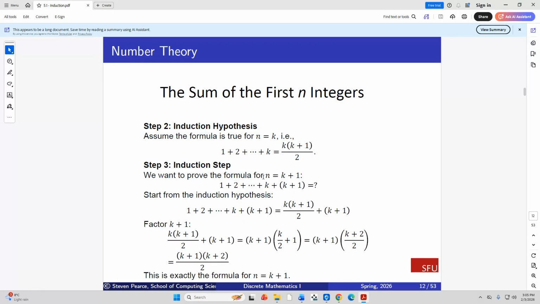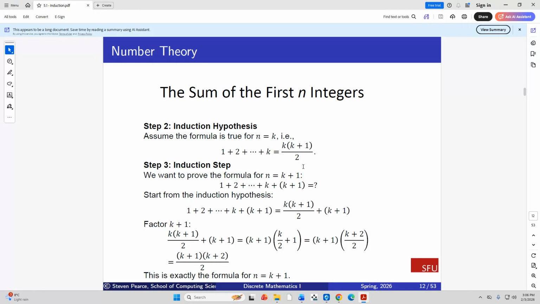So we want to prove that it's true for n equals k plus 1. So that means 1 plus 2 plus all the way up to k plus 1. And what does that equal? Well, it's got to equal this inductive hypothesis, this part here plus k plus 1, right? That's adding k plus 1 to both sides. So for factor k plus 1, you just do this algebra and you end up getting k plus 1 here, k plus 1 here. So you end up with k plus 1 times k plus 2, because that's k plus 1 plus 1, over 2. And that is exactly the formula for n equals k plus 1.